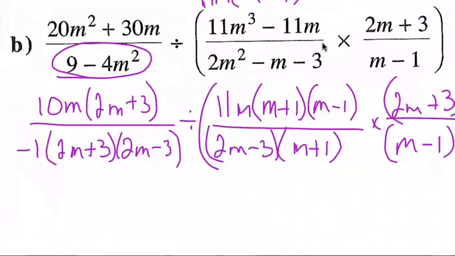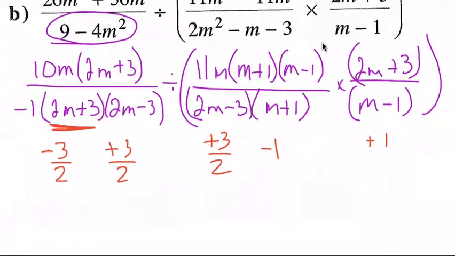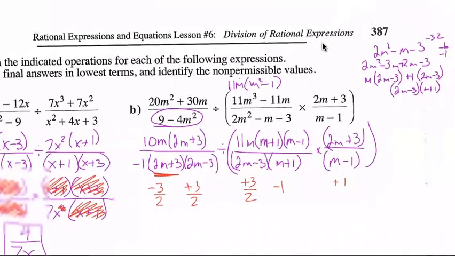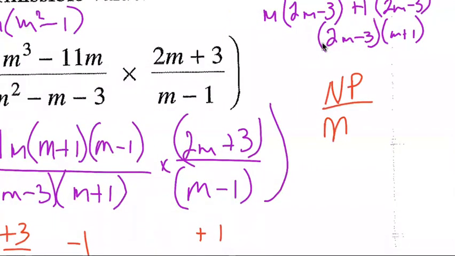This will give me a non-permissible value of negative 2 over 3. This will be positive 3 over 2. Negative 1, positive 1. So plus 1, minus 1, plus 3 over 2, minus 3 over 2. So over here, I'm going to go with my non-permissible values. m cannot equal plus or minus 1 or plus or minus 3 over 2.